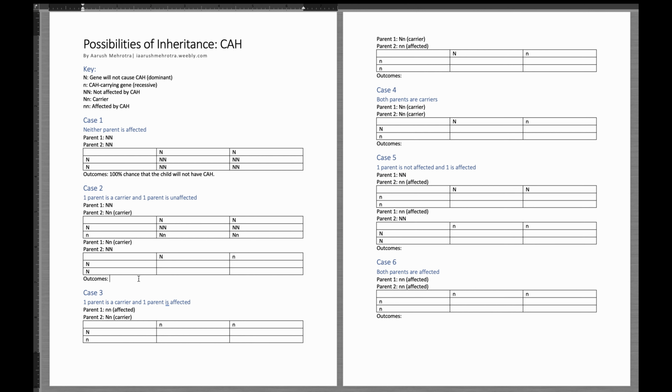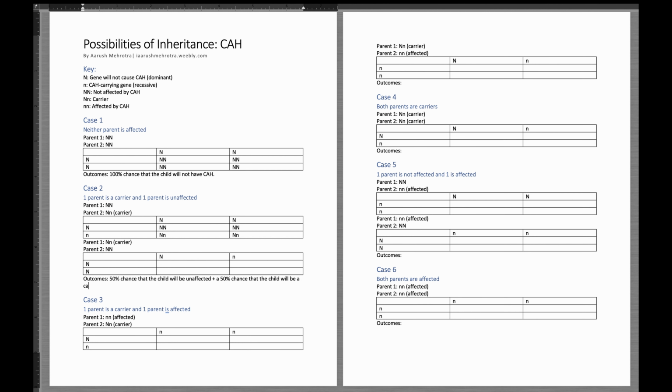In this case, we find that there is a 50% chance, in other words, 2 out of 4, that the child will be unaffected, and a 50% chance that the child will be a carrier. If the parents had different genes, for example, parent 1 is a carrier and parent 2 is unaffected, we find that the possibilities remain the same.